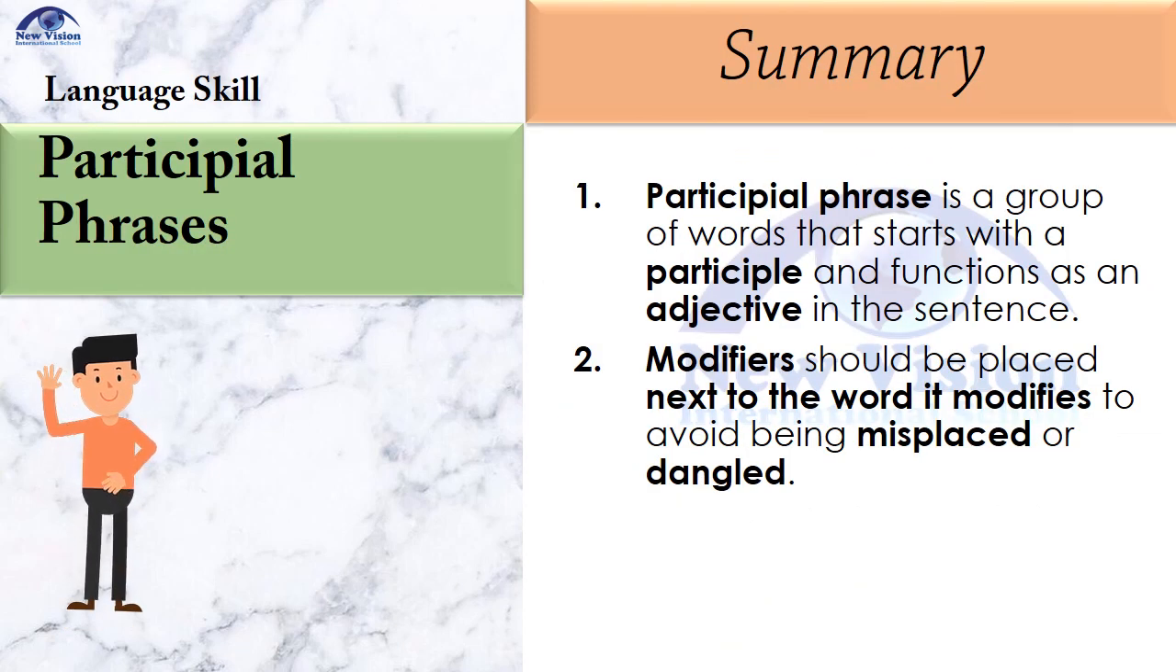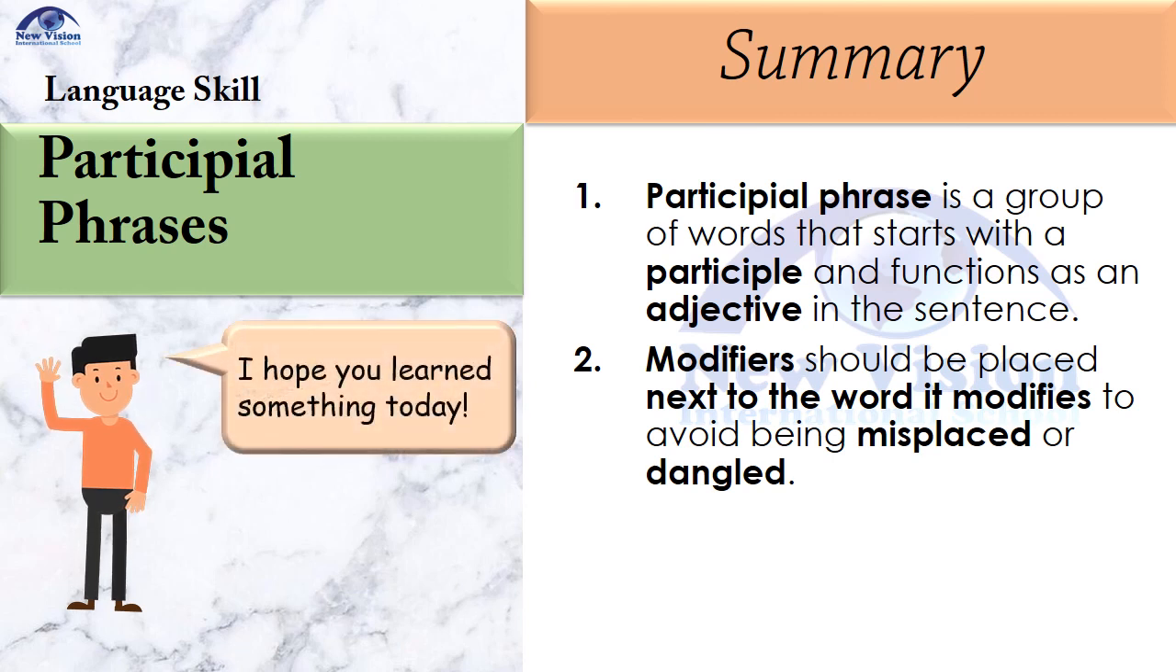To sum up our lesson, participial phrases, we all know that participial phrase is a group of words that starts with a participle and functions as an adjective in the sentence. And a modifier or modifiers should be placed next to the word it modifies to avoid it being misplaced or dangled. I hope that you learned something today.